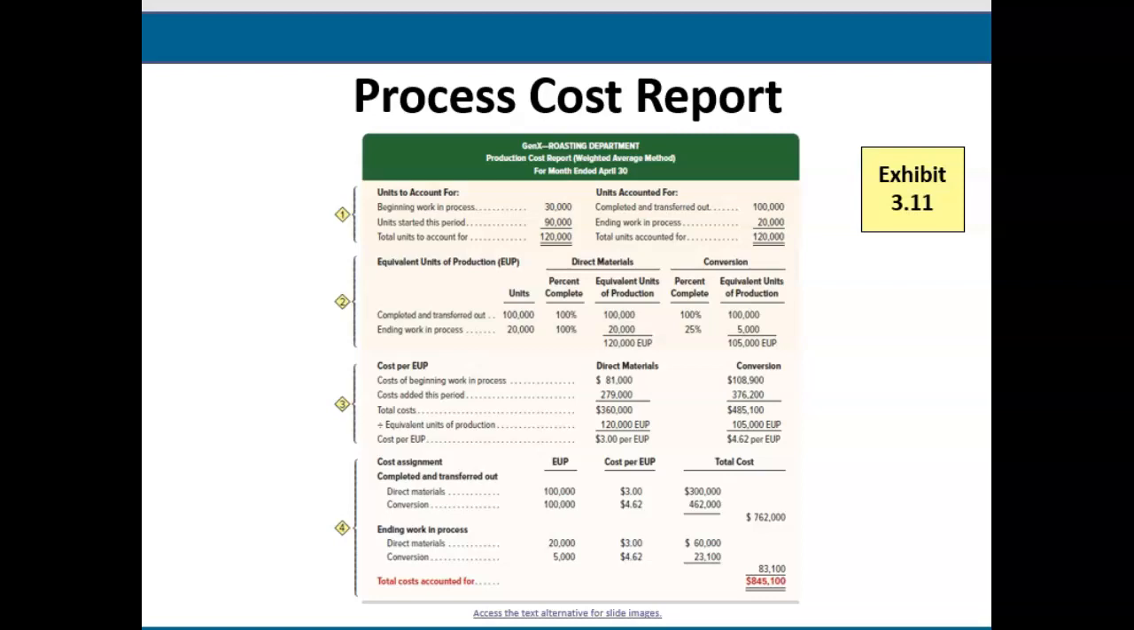Thus, the $762,000 is the total cost of the 100,000 units transferred out of the roasting department to the blending department. The $83,100 is the cost of the 20,000 partially completed units in ending work in process inventory in the roasting department. The assigned costs are then added to show that the total $845,100 cost charged to the roasting department is now assigned to the units.